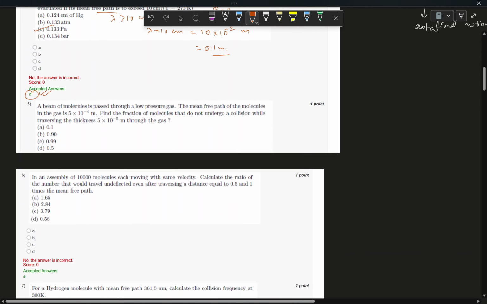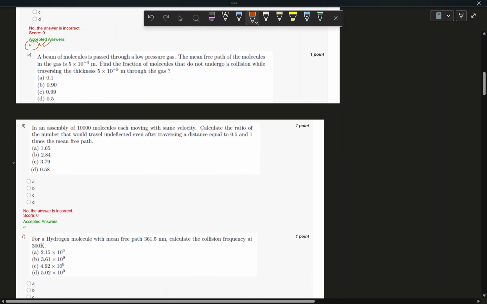Okay, so let us move on to the next question, that a beam of molecules is passed through a low pressure gas. The mean free path of the molecules of the gas is 5 into 10 to the power minus 4 meter. Then find the fraction of molecules that do not undergo a collision while traversing the thickness of 5 into 10 to the power minus 5 meter through the gas.